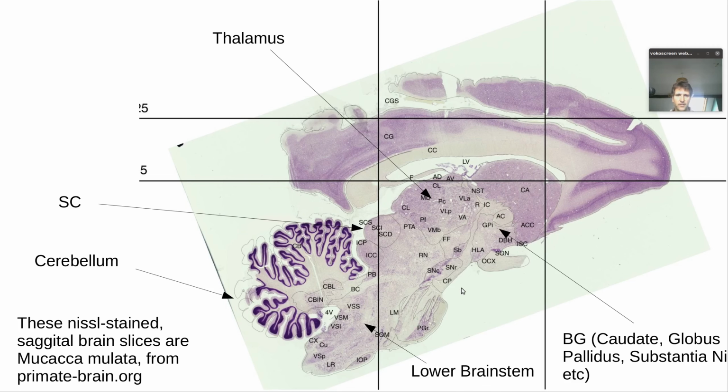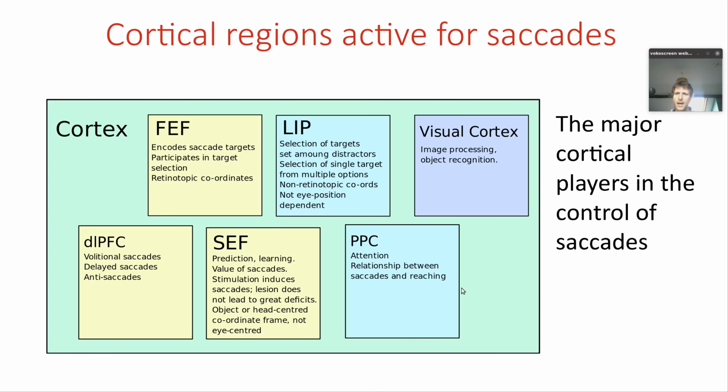Okay, so that's the subcortical regions. And then the cortical regions that are active for saccades are many and varied. The most important, the one that we tend to talk about here in Sheffield, is the frontal eye fields, which encode saccade targets in much the same way that the superior colliculus does. It's kind of like the cortical version of the colliculus. It has retinotopic coordinates. The coordinates are eye-centered, just as they are in the colliculus.